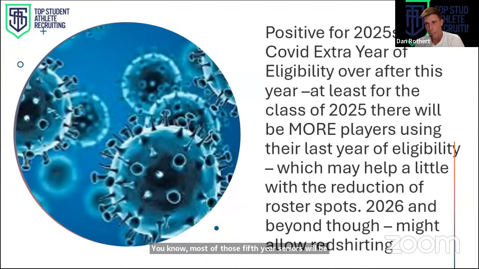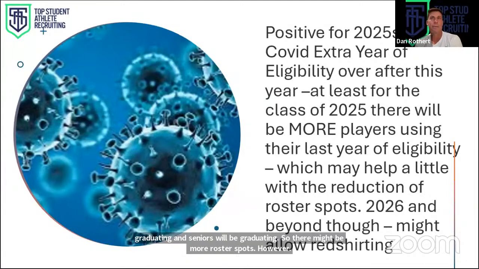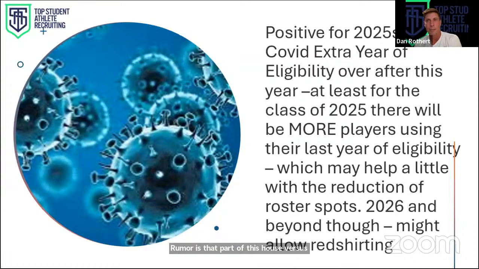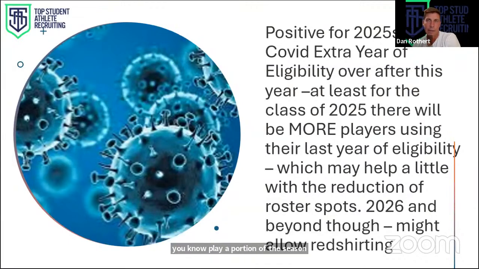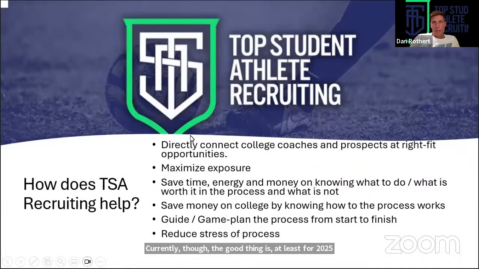However, rumor is that part of this House versus NCAA settlement is that after next year, they might start allowing redshirts, which means players can play a portion of the season early on and then sit out and not burn a year of eligibility. And then they might be around for 5 years. So that might become more of an issue later on. Currently, though, the good thing is at least for 2025, I think there's going to be a few more roster spots opening up.